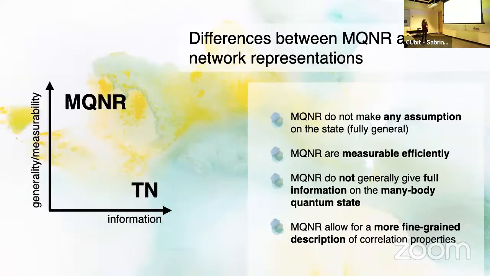And in particular, in a very, very simplistic manner, if I have to plot somehow or identify here, here I have generality or measurability, and here I have amount of information. Tensor networks are less general because they are used for certain classes of states that have certain structural entanglement, but they give more information because they do characterize the full state, while MQLR is more general, but it contains less information on the full state.